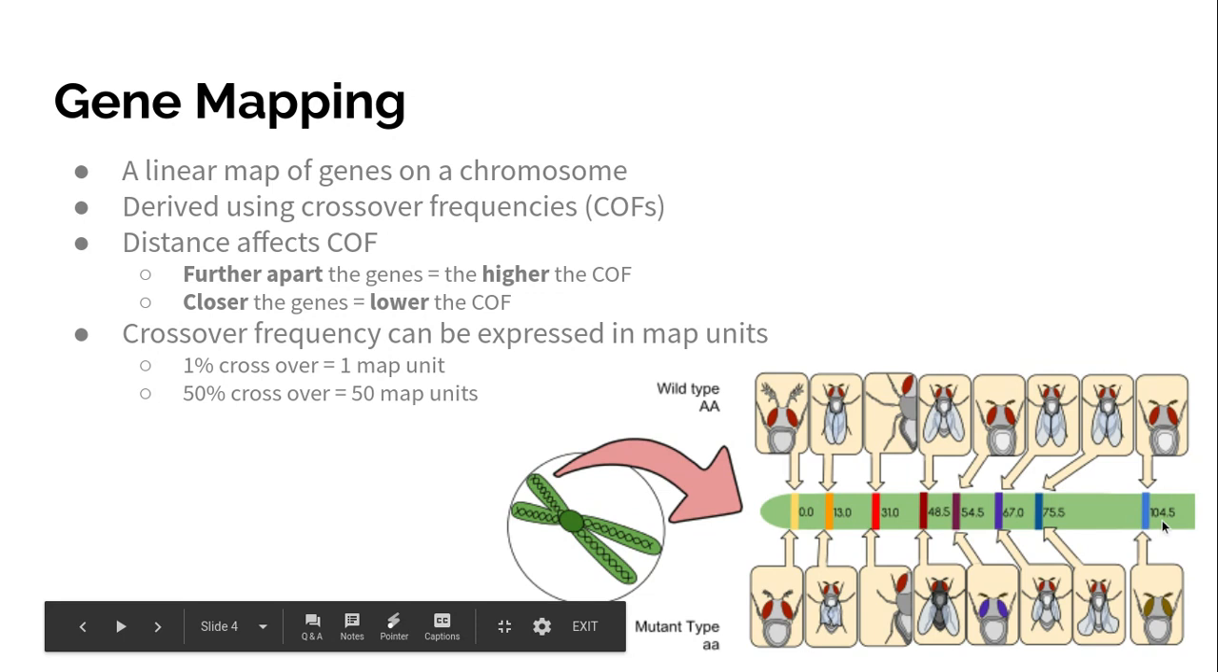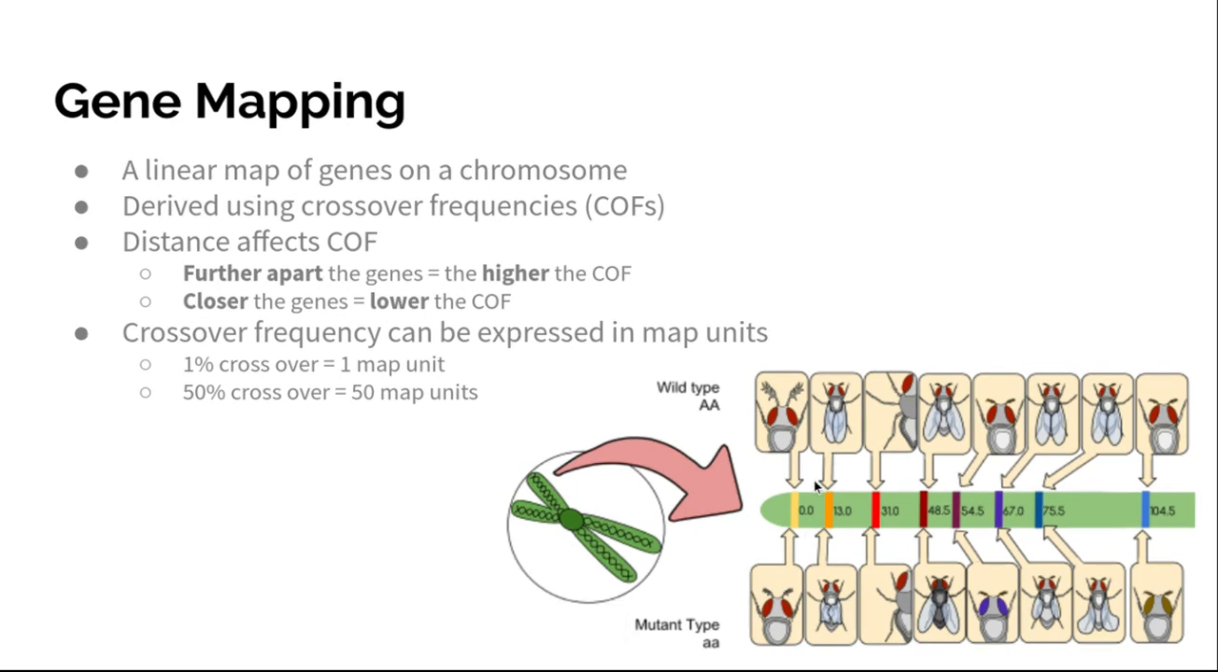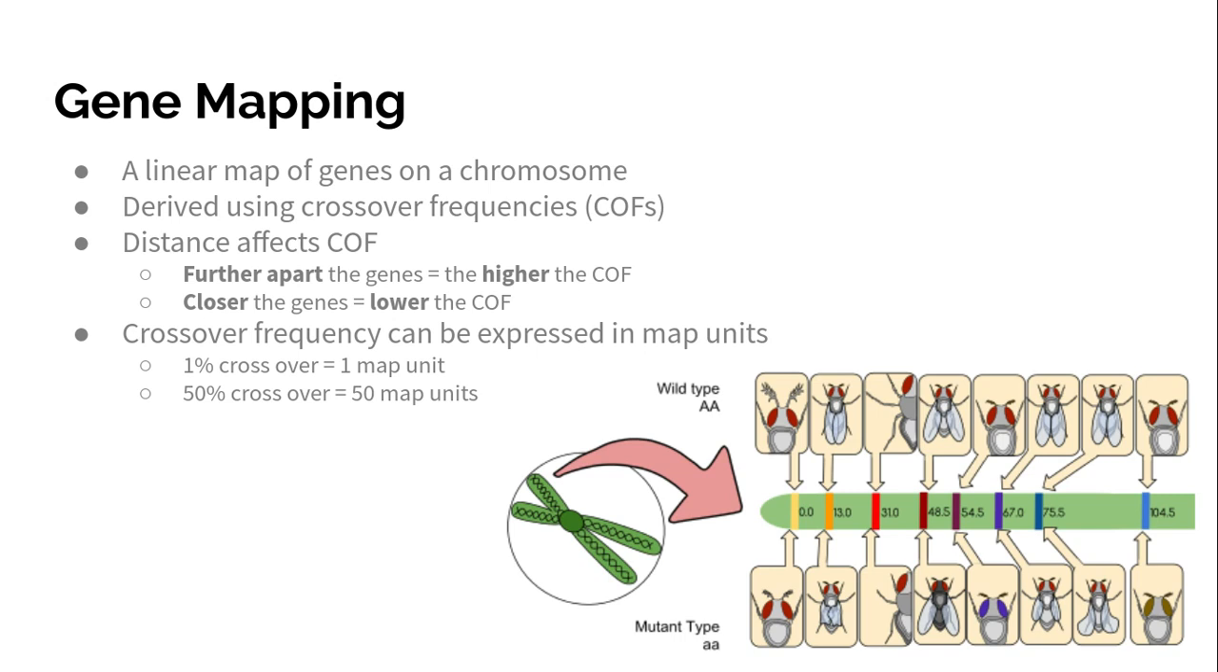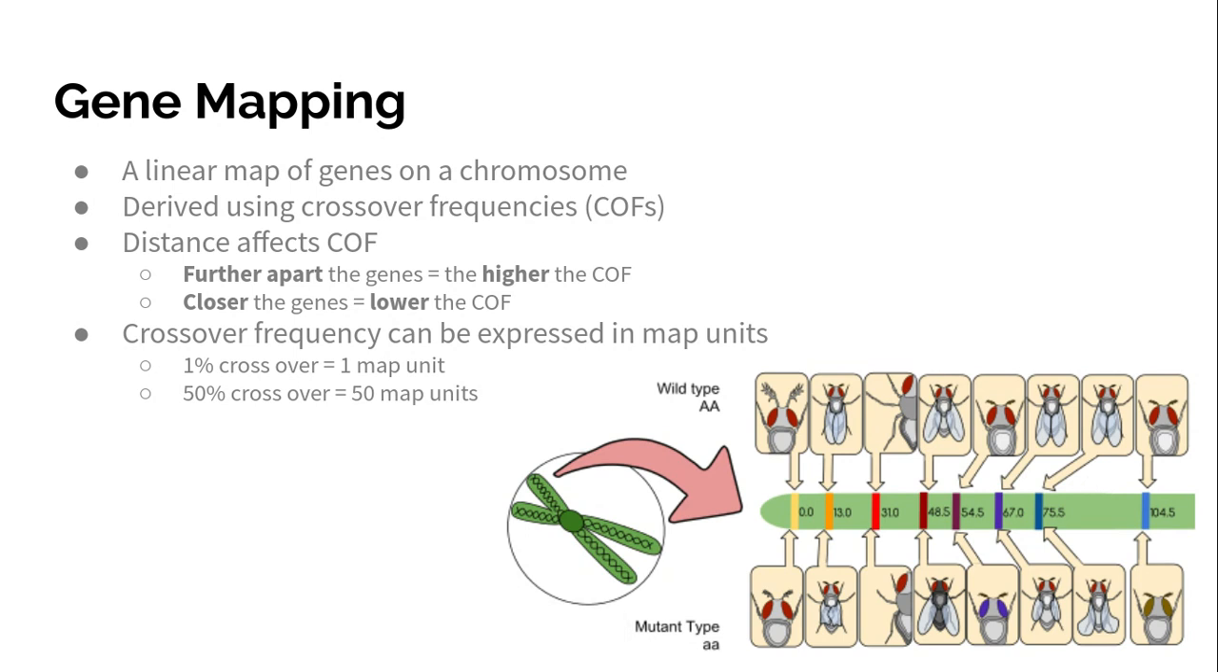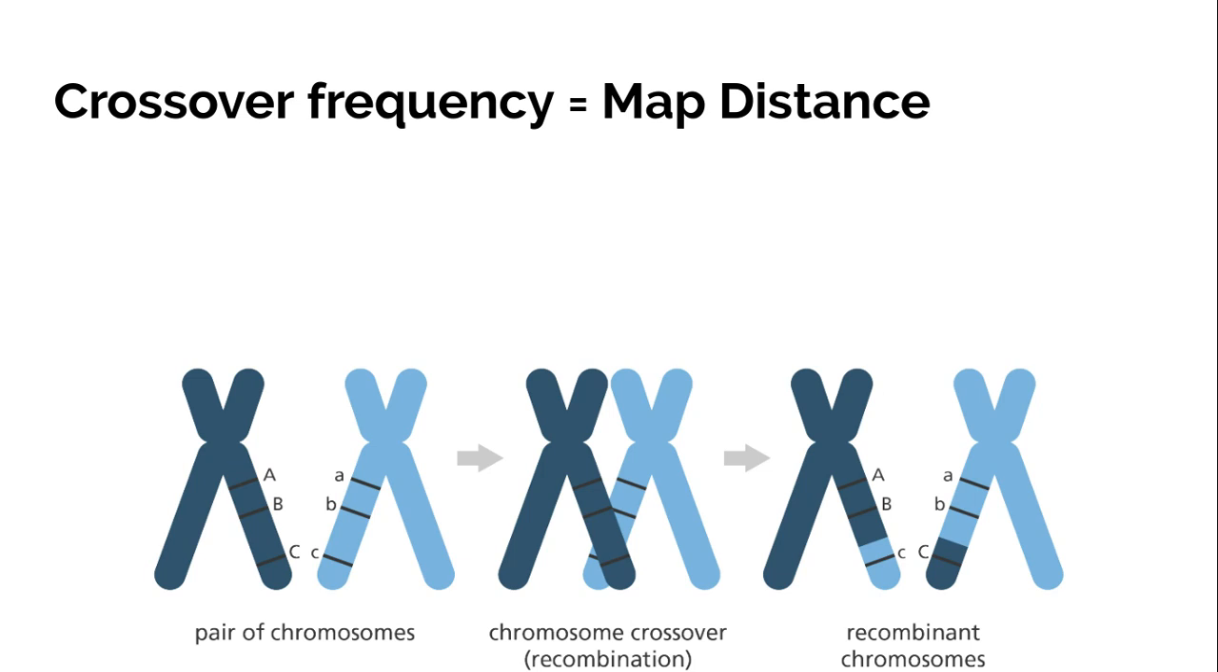So 0 to 104.5. Genes that are very close to each other, like these ones right here, 0 and 13, are less likely to see crossing over between them because they're so close together. You're going to see crossing over happening in an area where there's a large gap, such as here or here. The larger the gap along where genes are spread out, the higher chance they have of a higher crossing over frequency. So crossing over frequencies equal map distance. And this is important because when we map the genes, it's going to be very, very key that we know how far they are from each other.